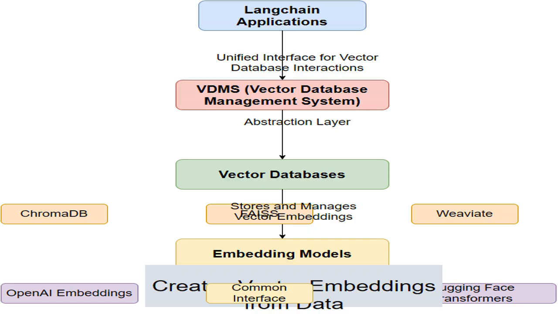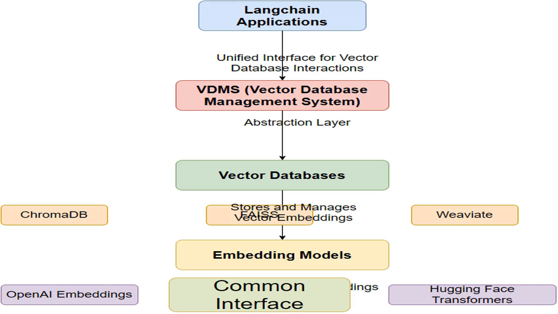This describes the process of generating vector embeddings from raw data. This typically involves using an embedding model to transform the data into a numerical vector representation. This step is essential for using vector databases for similarity search and other tasks. A common interface is a standardized way for different systems or components to interact with each other. It promotes interoperability and reduces the need for custom code to connect different systems. This aligns with an abstraction layer.